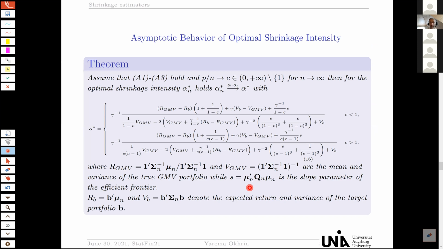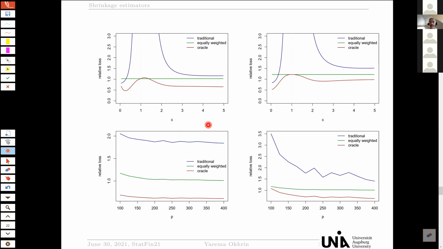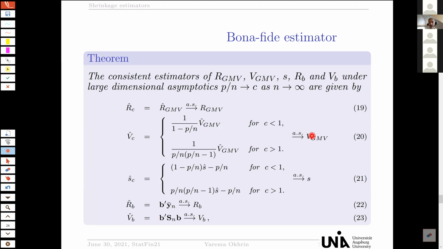So we offer a kind of bona fide estimator by computing consistent estimators of the parameters over here. For example, if we need to estimate VGMV, we pick the consistent estimator in the high dimensional asymptotic for this quantity. So we take, for example, this one. If we need to estimate the slope S of our efficient frontier, we pick a consistent estimator for C smaller than 1 or C larger than 1. So we don't simply take a sample estimate as one would do, but we pick a high dimensional consistent estimator of those parameters and plug into the formula before.